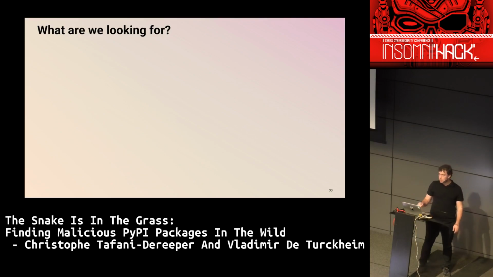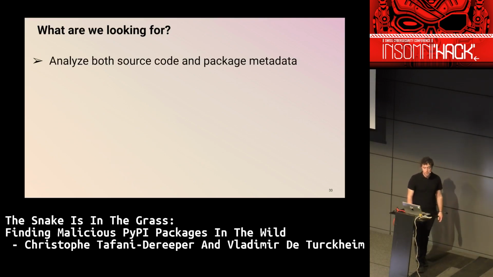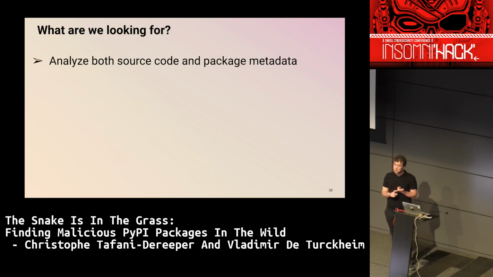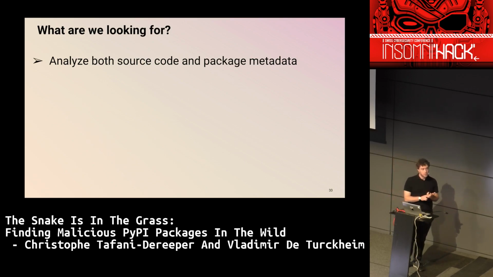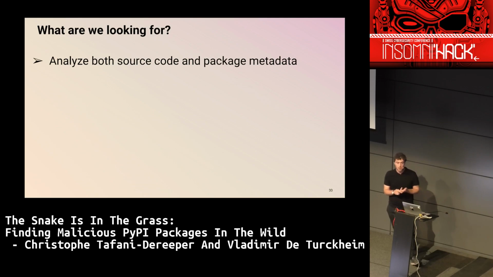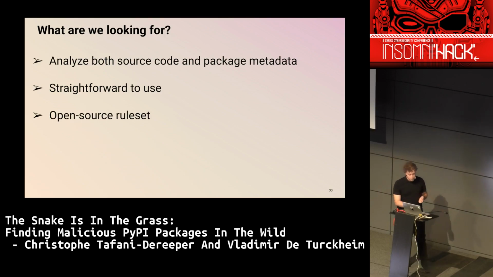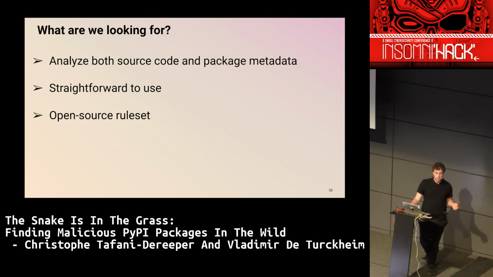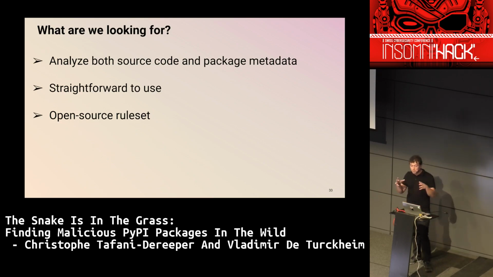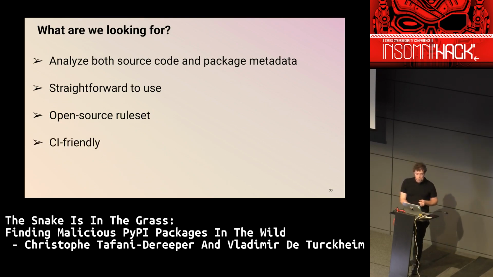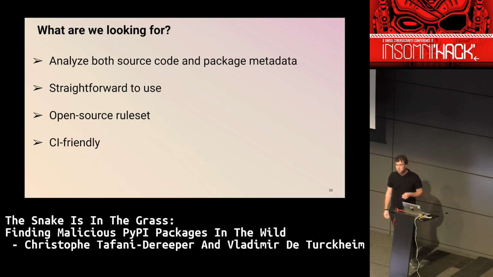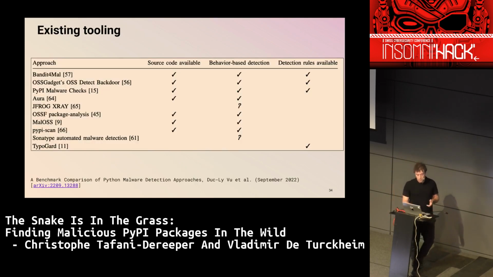So before we come up with a solution, let's try to define a bit the problem space. We want to look at both the package metadata and the package source code, because as we saw in the metadata, we have some interesting hints as well. We want something that is easy to use. It should be just a command. I don't want to have to run any VM or container or cloud infrastructure. The rule set should be open source. Obviously, you don't want to run some kind of black box. You don't know how it works. And we want it to be CI friendly. So as a developer, it's good if you can run it inside CI every week and get an alert if you see that one of your dependencies might have been compromised or is malicious.